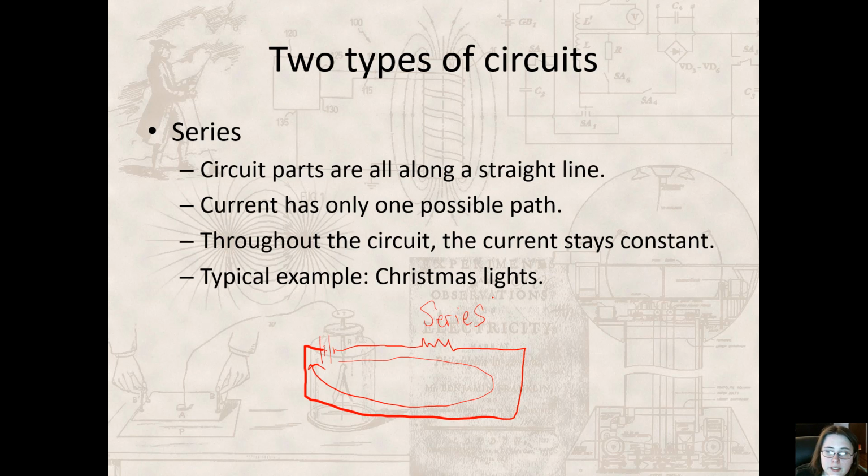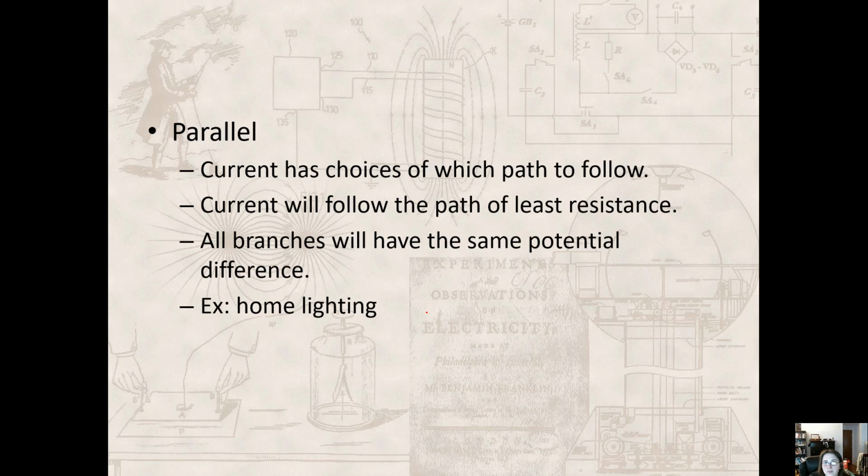So a typical example, these are old Christmas lights. I don't think they do this anymore. But if you took out one light, then the light acts as a resistor. So if you took it out, then that means that there's a break, and the current couldn't flow. And then the Christmas lights didn't work anymore, and you had to find out which one didn't work.